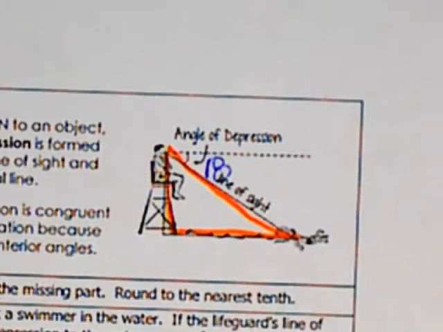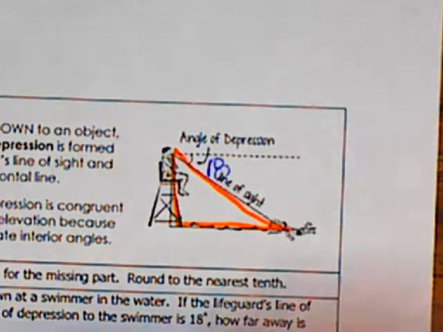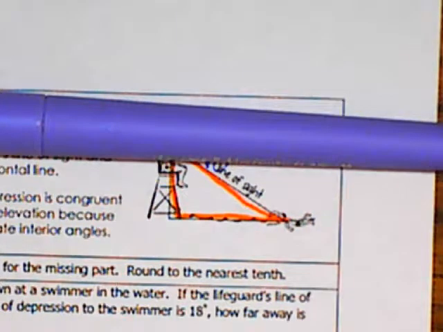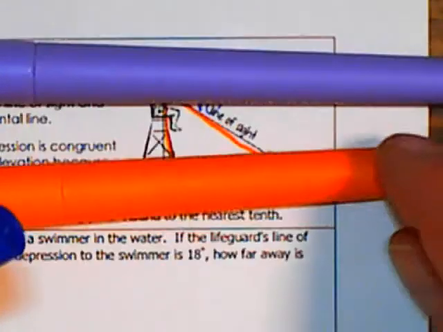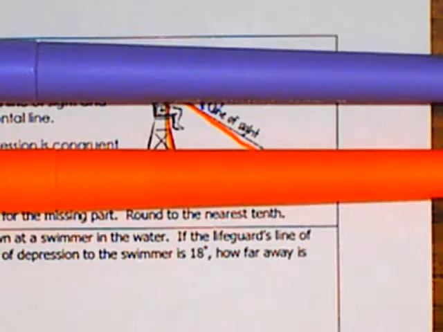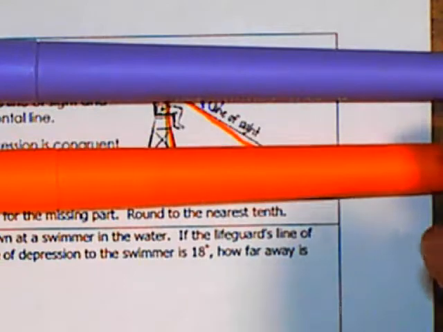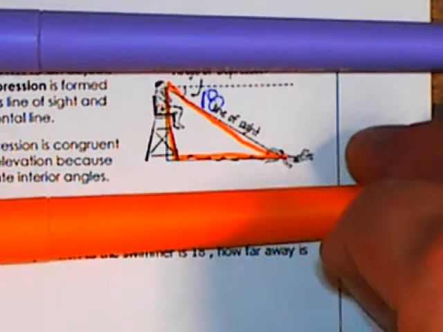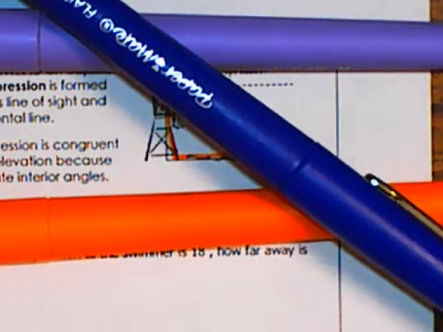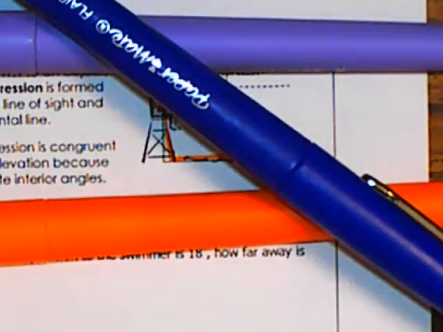Alright, so we have to do something to get that 18 into the triangle. If we look at our horizontal for our angle of depression and the horizontal for the water where the swimmer is, what kind of lines do those make? Parallel. I'm going to scoot this out a little bit so it's easier to see. And then what does this line of sight create? A transversal.